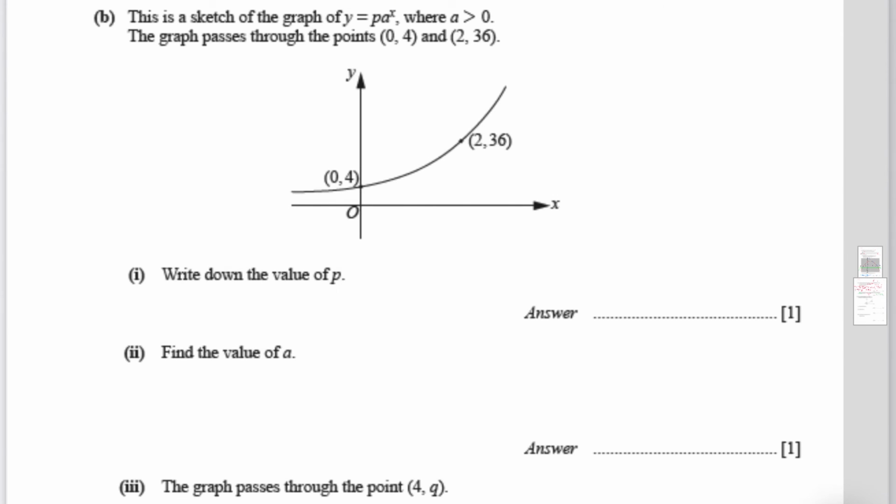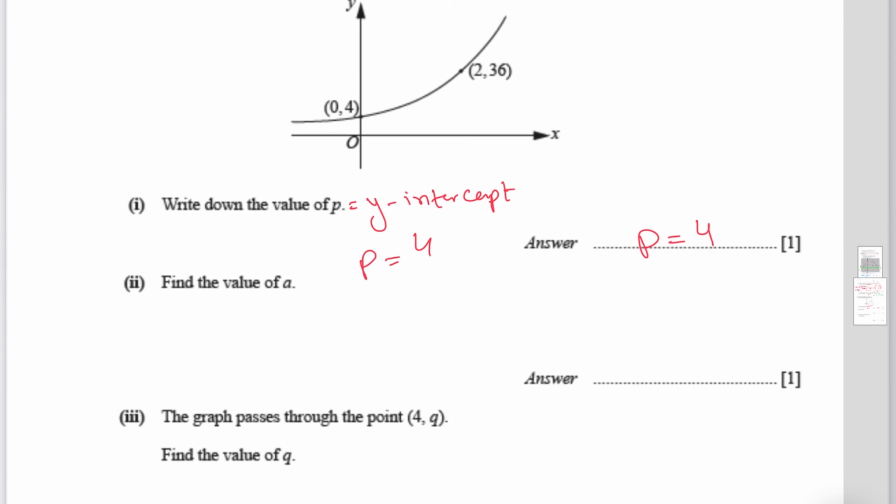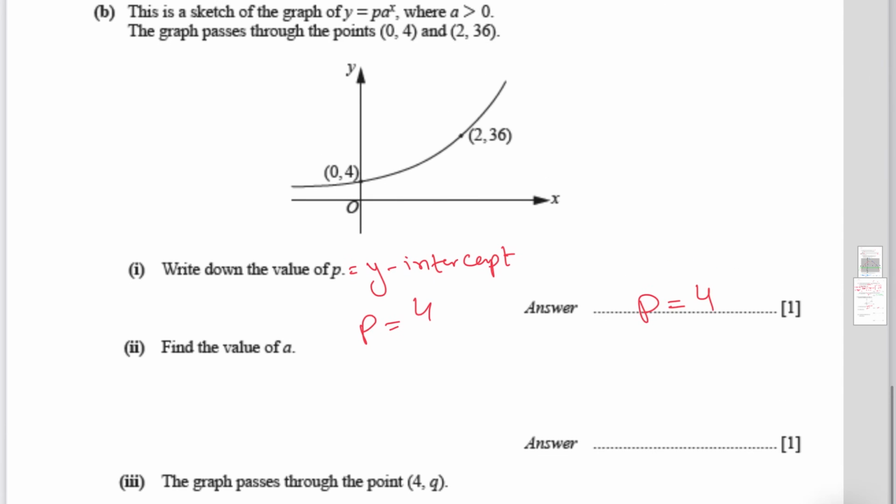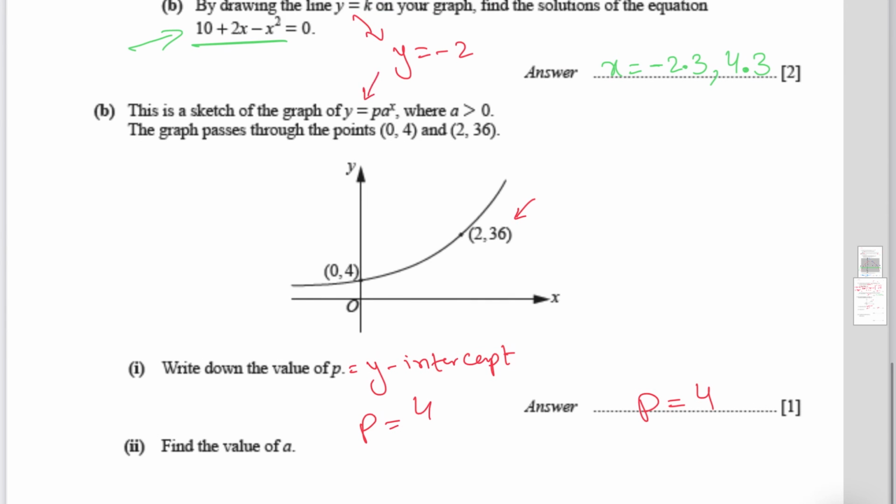When it says write down, you just have to look at this graph and figure out what it is. P is equal to the y-intercept, and the y-intercept value is 4. So p is equal to 4. So you write p is equal to 4 over here. The next part says, find the value of a. How do we find the value of a? Let's choose this point and plug it into this equation right here.